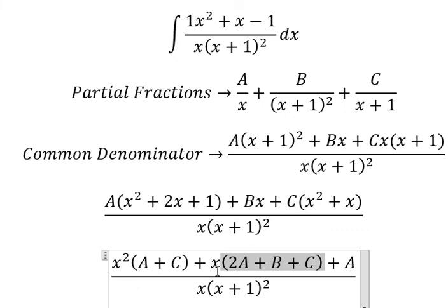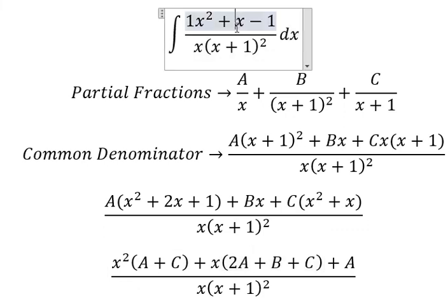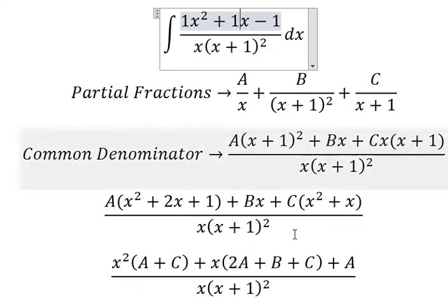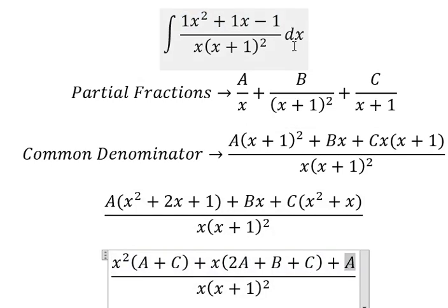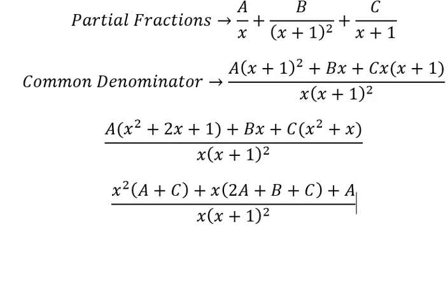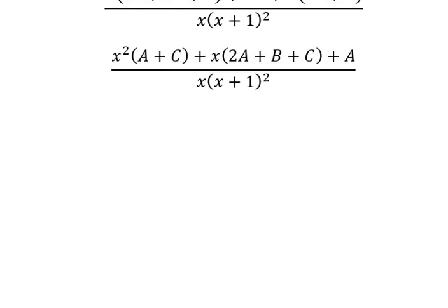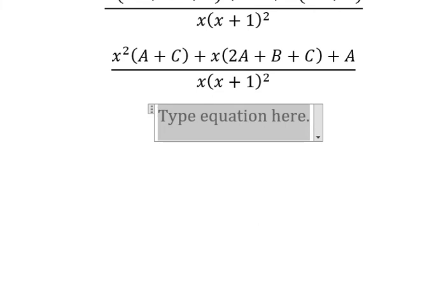This one we have s. Coefficient of s is number 1. So 2a plus b plus c equals number 1. And the last one, a equals negative number 1. And now we create the system of equations.